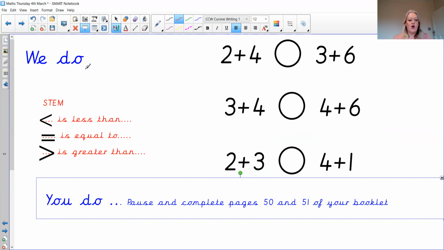Okay, let's see if you've got what I've got. I had 2 and 4 more. Hopefully you got 6. So I had to work out this side is 6, and 3 and 6, what I worked out was 9. So then all I had to work out is, 6 is greater than 9? No, Mrs. Burton. 6 is equal to 9?